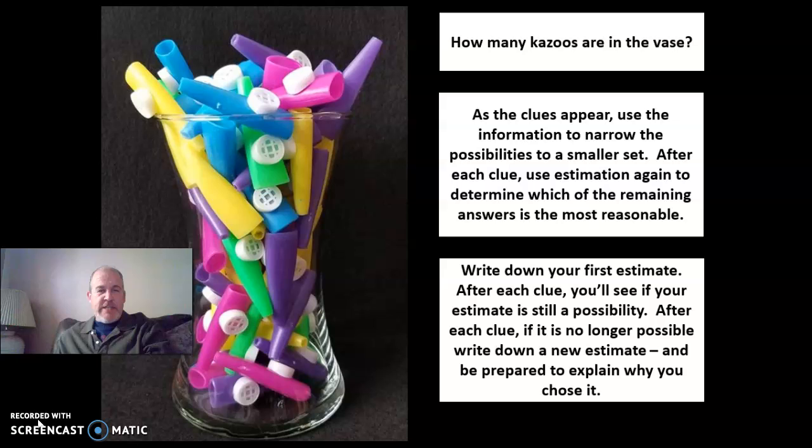Here we have a glass vase. It's filled with a bunch of kazoos, those little musical instruments. And again, you'll notice the vase has a wider top and a wider bottom, but it gets thinner in the middle. That does make a difference if you're trying to estimate based on rows or columns, if you can do it that way. So take a look, and how many kazoos do you think are in that vase?